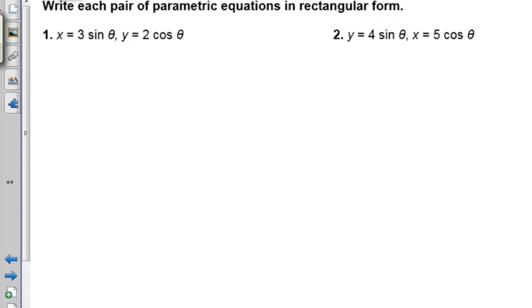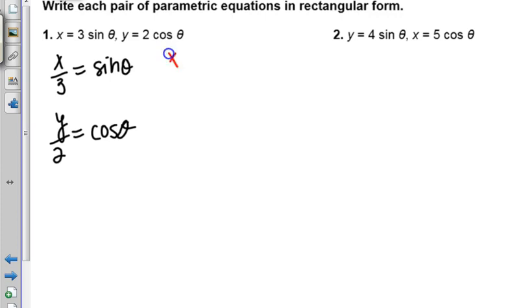All right, let's try these. These are pretty easy. Same pattern. What are we going to do here? X over 3 equals sine. Y over 2 equals cosine. Then what are we going to do to both sides?